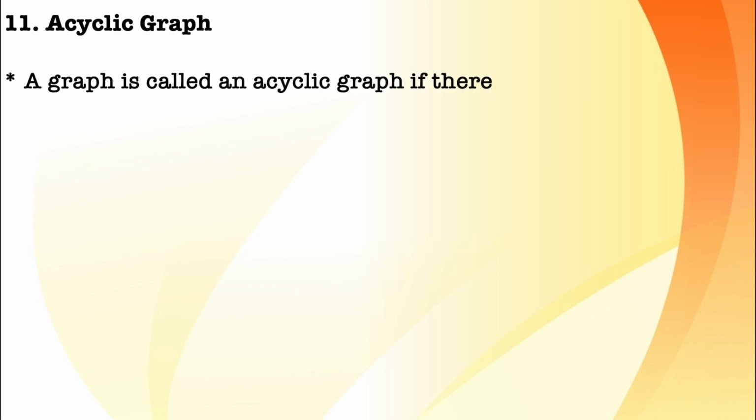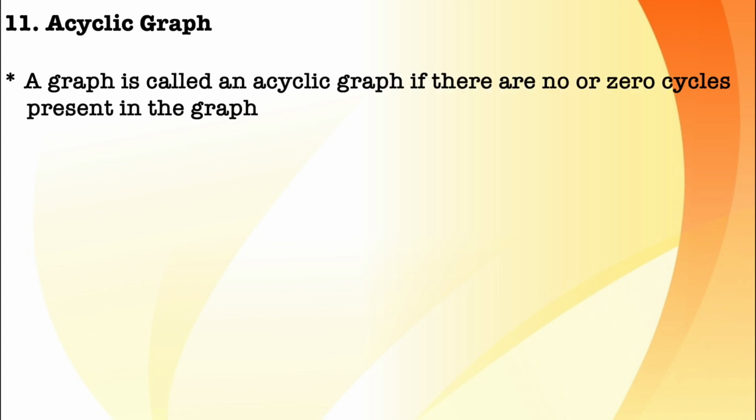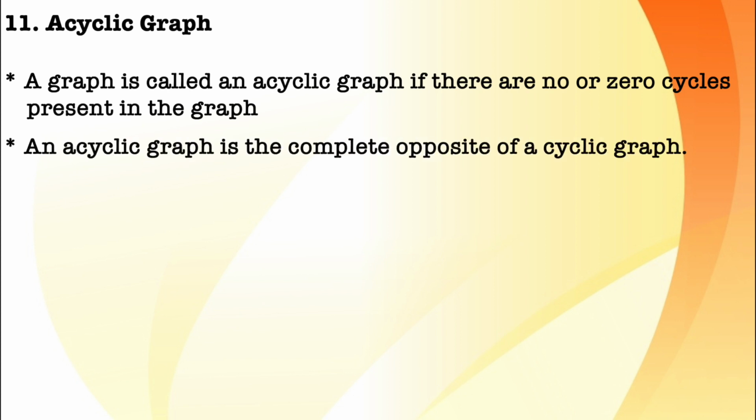The next is acyclic graph, which is the opposite of the cyclic graph. This graph will have no cycles, or 0 cycles, present in it. An acyclic graph is the complete opposite of the cyclic graph, like I said before.